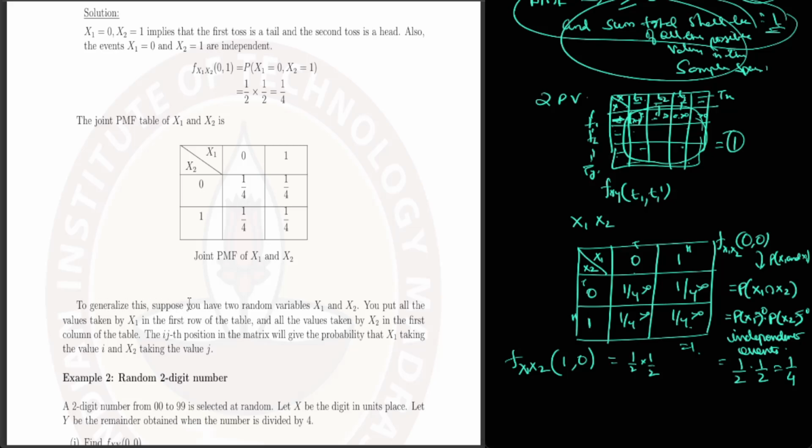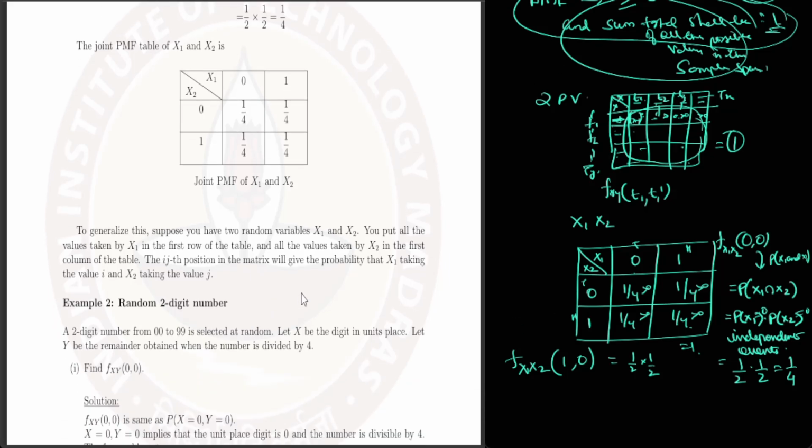To generalize this, suppose you have two random variables, x1 and x2. You put all the values taken by x1 in the first row of the table and all the values taken by x2 in the first column of the table. The ijth position in the matrix will give the probability that x1 takes the value i and x2 takes the value j.